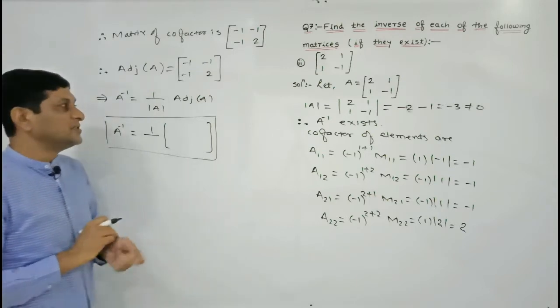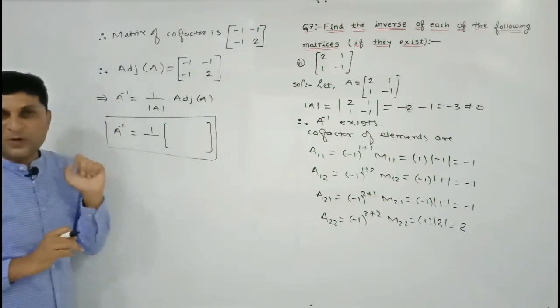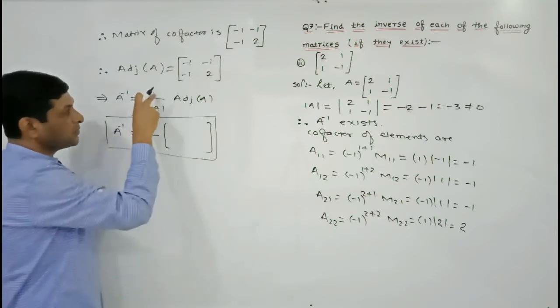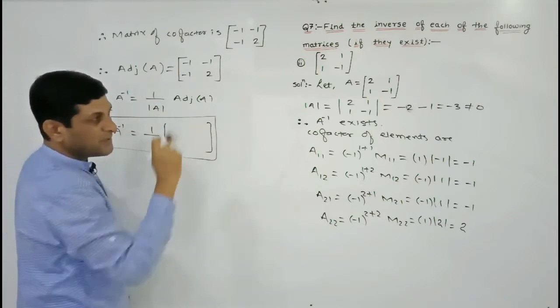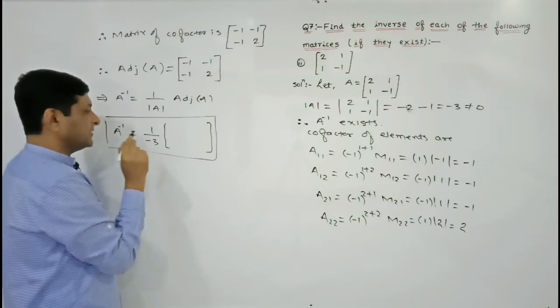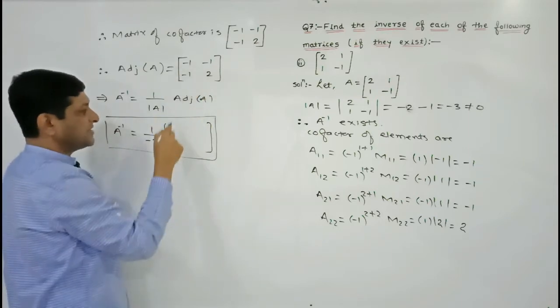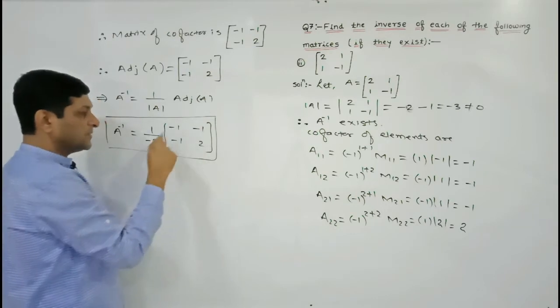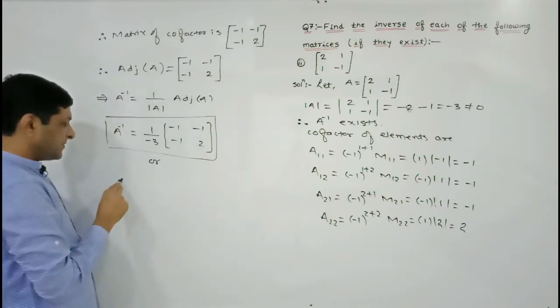Now remaining part is just to substitute the value in this formula to find out our required answer, means A inverse. So what is the formula? 1 upon determinant. What is the value of determinant? -3. Then elements of adjoint are -1, -1, -1, 2. So in this way we have got inverse of a matrix.